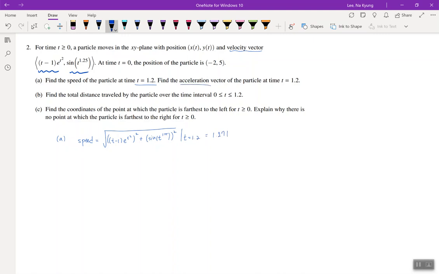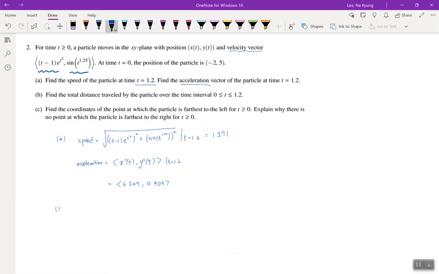We have to find the acceleration, which is x double prime of t, and y double prime of t, which is taking the derivative of the velocity vector that we already have. So let's do that. Acceleration is x double prime of t, comma, y double prime of t, and in this case it is going to come out to be 6.247, comma, 0.405. This is simply taking the derivative of the given velocity vector and plugging in t equals 1.2.